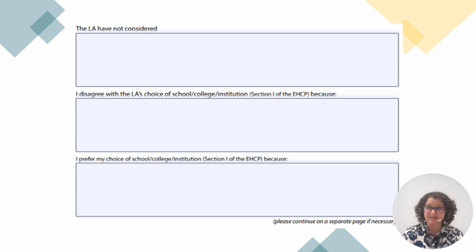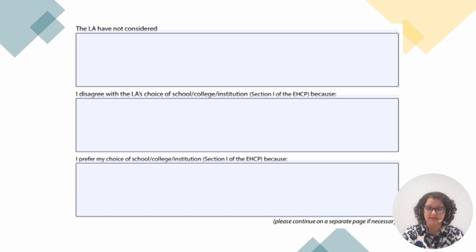So the next box asks what the local authority have not considered. So this is relevant for all types of appeals. Within here, you would say what you believe that the local authority have not considered when making decisions that they have made within your EHCP. So for example, if you're unhappy with the type of setting, as you feel that your child would not cope within this setting, then you could explain that you feel that the local authority have not considered that your child may not be able to manage.